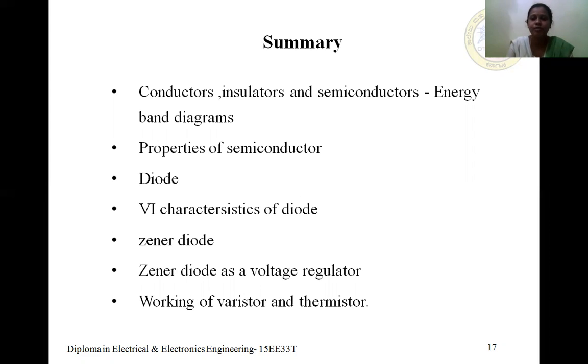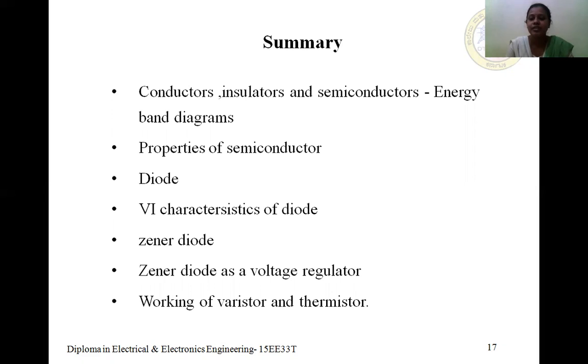A diode is a combination of P-type and N-type semiconductor which has one P-N junction. Next we studied the VI characteristics of the diode. In this, we studied forward biased characteristics and reverse biased characteristics. The diode conducts in the forward biased condition. In the reverse biased condition, a small leakage current will flow. If we increase the current there, the diode gets damaged in the reverse biased condition.